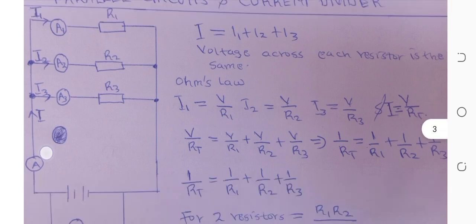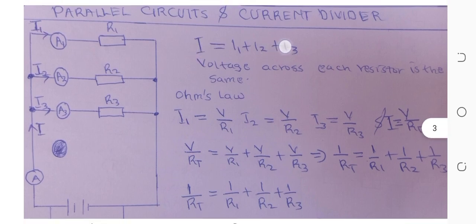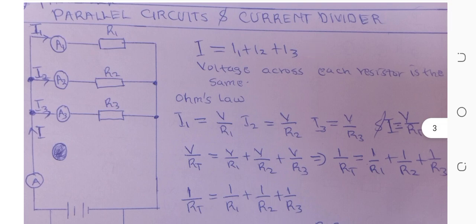So as we know, having known Kirchhoff's current law, we know that I is equal to I1 plus I2 plus I3. So to get I, we have to add all the currents. So we have I, this one, is equal to I1 plus I2 plus I3. That's current 1, current 2, current 3.